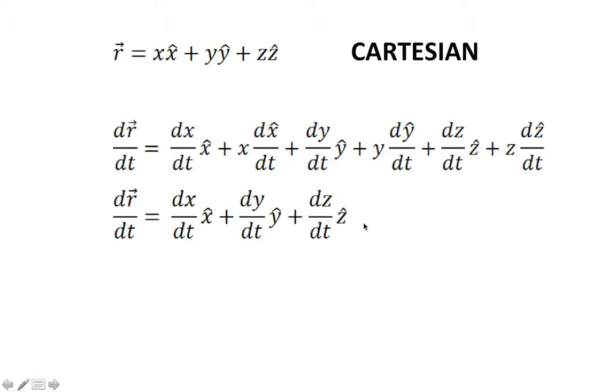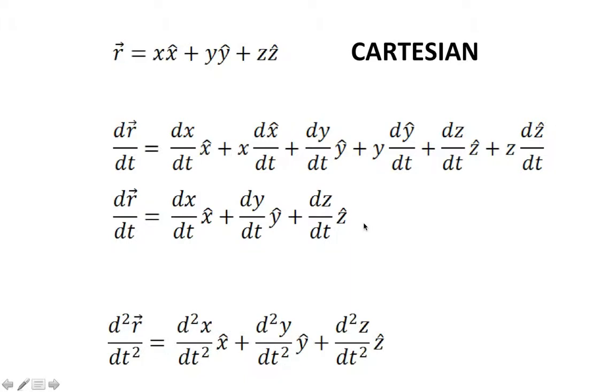The second derivative of the displacement vector is then just going to be the second derivative of x with respect to t times x hat plus the second derivative of y with respect to t times y hat plus the second derivative of z with respect to t times z hat. Again, the d(hat)/dt terms drop out.